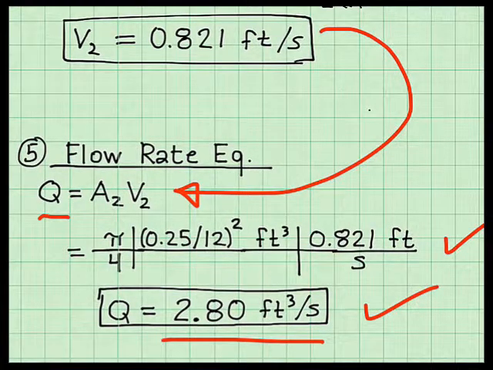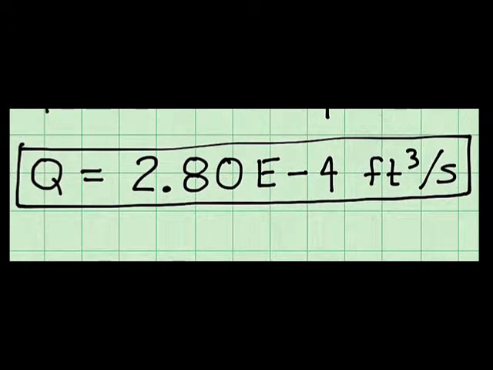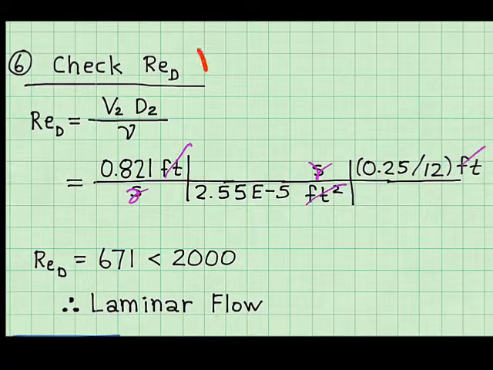But this number is way too high, so I went and checked my calculations, and this number should be 2.8 times 10 to the minus 4 cubic feet per second. Let me go ahead and fix that. All right, now I have the correct value of discharge there, and this is a good example where it's always good to check your numbers against reality. A flow rate of 2.8 CFS is a huge amount of flow, certainly way too big for a 1/4 inch tube. My last step is to check the Reynolds number.